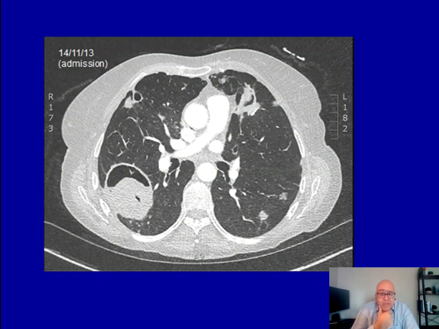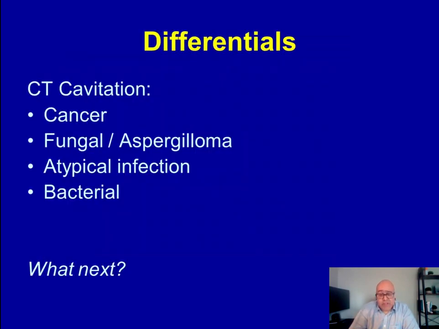So we can see on the CT scan of this patient, it certainly confirms features of bronchiectasis, but also bilateral cavitation, particularly this really large cavity in the right lung. As with all patients that we see with cavitation, we have a standard differential diagnosis that we must consider, including cancer in particular, but also infections, including fungal, aspergillomas, atypical infection, and of course bacterial. So I guess the question is, if that was your patient presenting with those symptoms, what do you think you might do in the next steps of managing the patient?